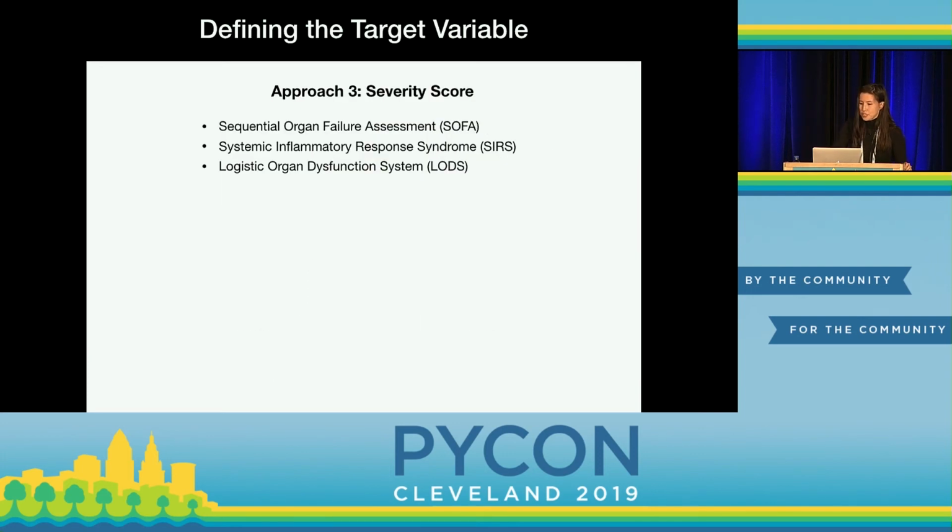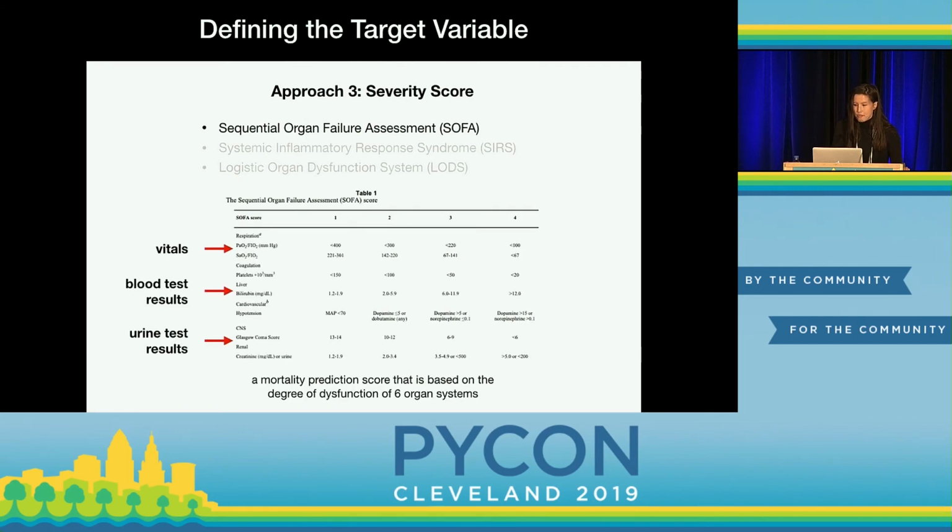Lastly, the third approach is to use severity scores, which are calculated from a patient's vital signs and laboratory results. So these scores include the Sequential Organ Failure Assessment, or SOFA, the Systemic Inflammatory Response Syndrome, or SIRS, and the Logistic Organ Dysfunction System, also known as LODS. For our particular sepsis model, we're going to be using the SOFA score. SOFA looks at vitals, blood test results, and urine test results to calculate the degree of dysfunction of 6 major organs in the body. A patient's SOFA score can range from 0 to 24, with 24 representing maximum organ dysfunction.